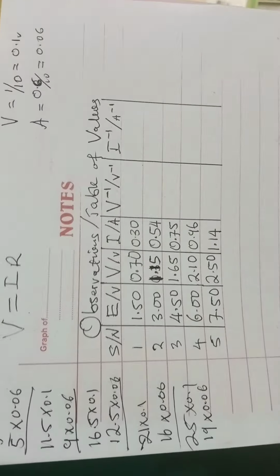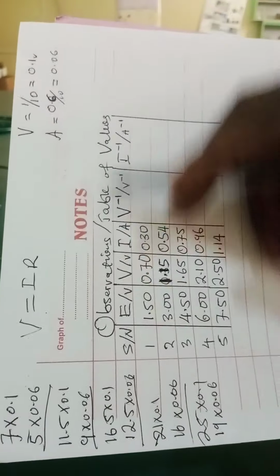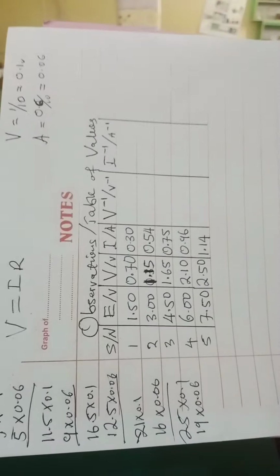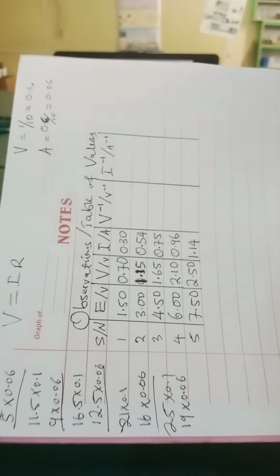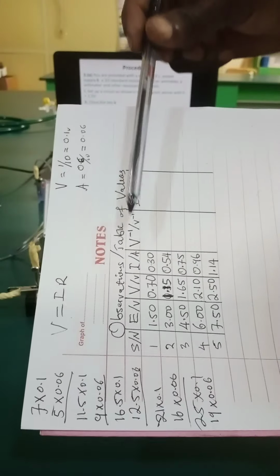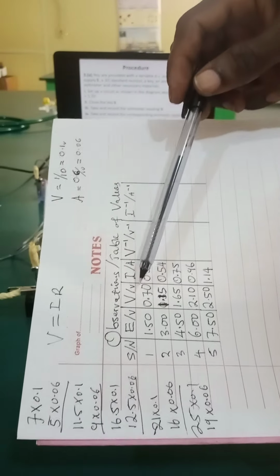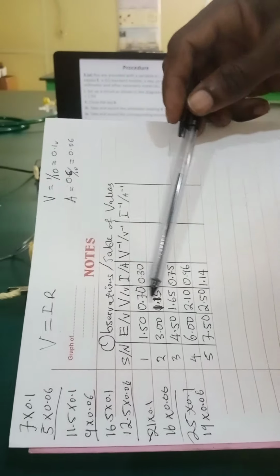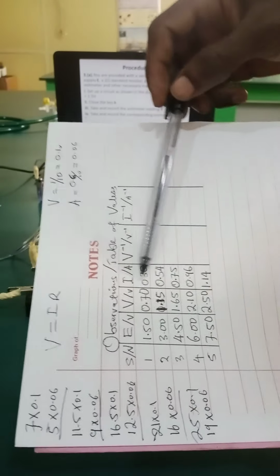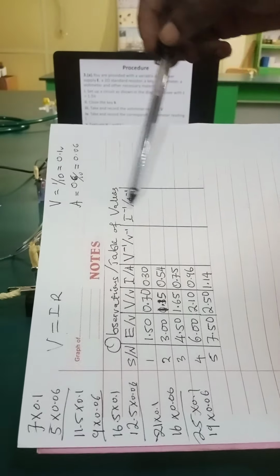Behold your table of values. So this is your table of values or observation. But that is not all. We are going to find the inverse of V and the inverse of I. The inverse of V is simply 1 divided by every value here, and we put the result here.